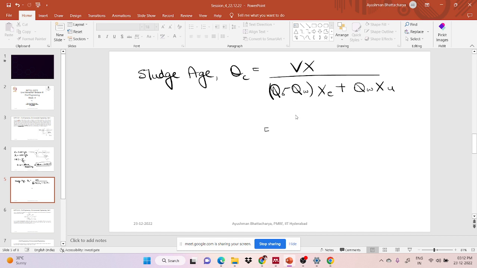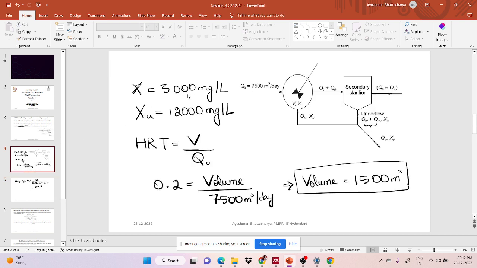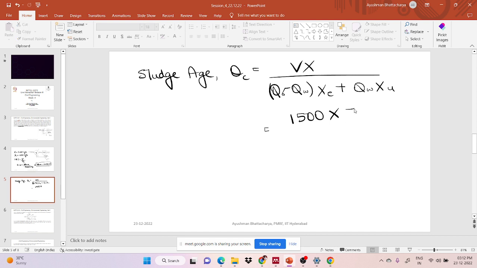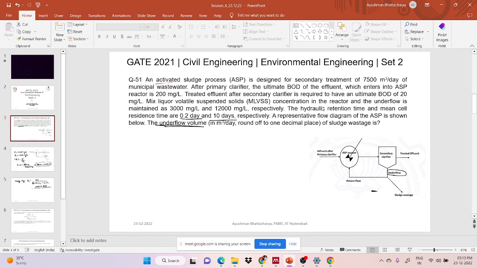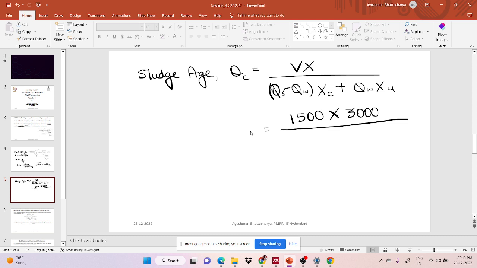So volume we just now calculated, 1500 meter cube. MLSS concentration they have mentioned as 3000 milligram per liter. Now Q naught minus QW. So see now sludge age. What is the sludge age? Basically mean cell residence time. MCRT they have given as 10 days. So basically sludge age or MCRT, all these words are basically same. So mean cell residence time, or if you call it sludge age, both are same.